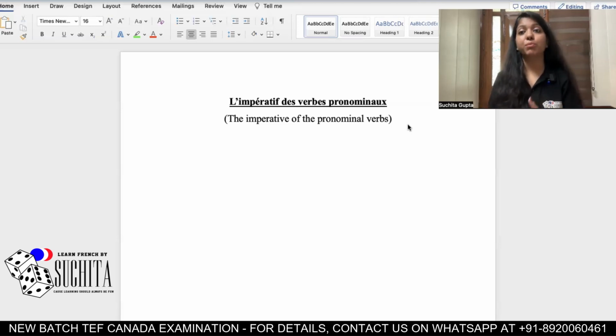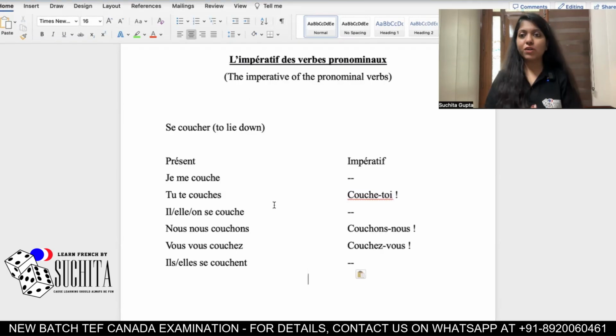How do you actually make the imperative of the pronominal verbs? Now, the first verb which you're seeing in front of you is the verb se coucher. Se coucher, which means to lie down. Since it is beginning with se, of course, it's a pronominal verb. On the left-hand side, I have written the conjugation of this verb in the present tense. And on the right-hand side, we are changing it into imperative tense.